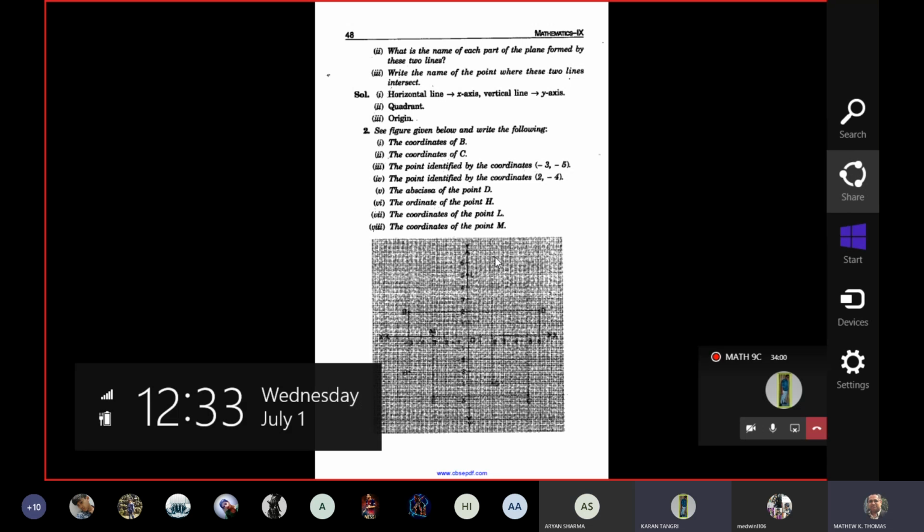What was the name of the parts formed by the lines? You remember? So this is x-axis, this is y-axis. So there were 4 parts: 1, 2, 3, 4. Quadrant. These parts were known as the quadrants. Write down answer number 2, quadrant. Each part of the plane formed by the two lines is known as a quadrant. Write the name of the point where the two lines intersect. The x-axis and the y-axis intersect at a point called origin. Write down origin.